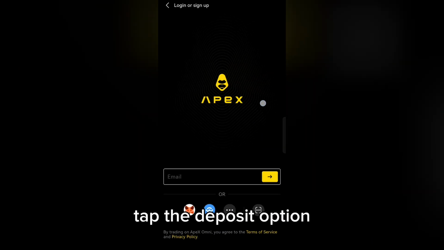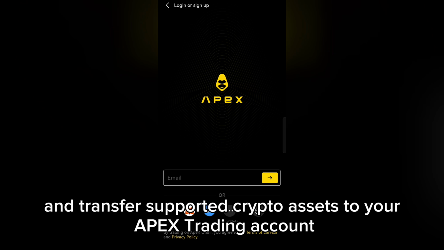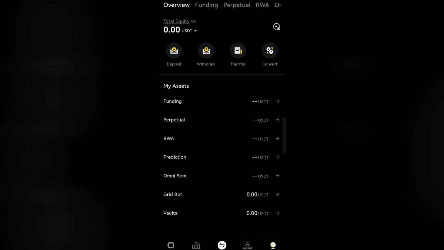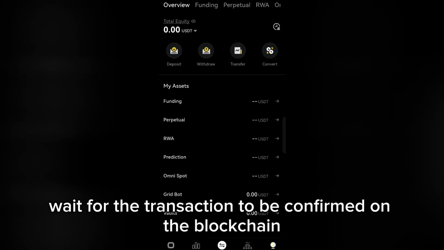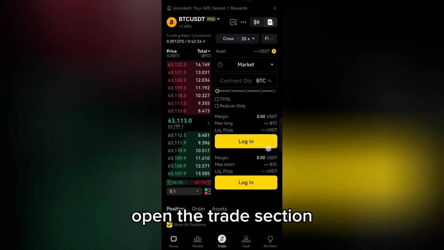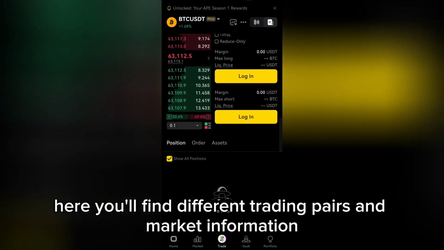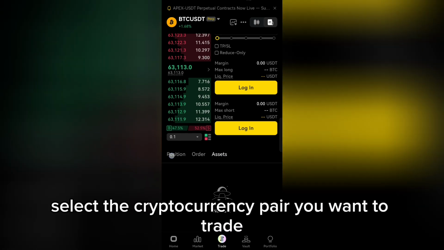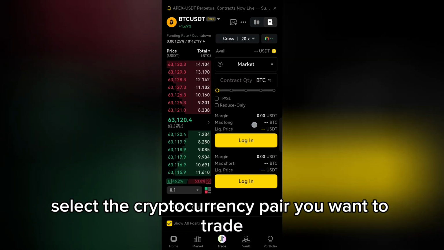Tap the deposit option and transfer supported crypto assets to your ApeX trading account. Wait for the transaction to be confirmed on the blockchain. Once your funds are available, open the trade section. Here you'll find different trading pairs and market information. Select the cryptocurrency pair you want to trade.